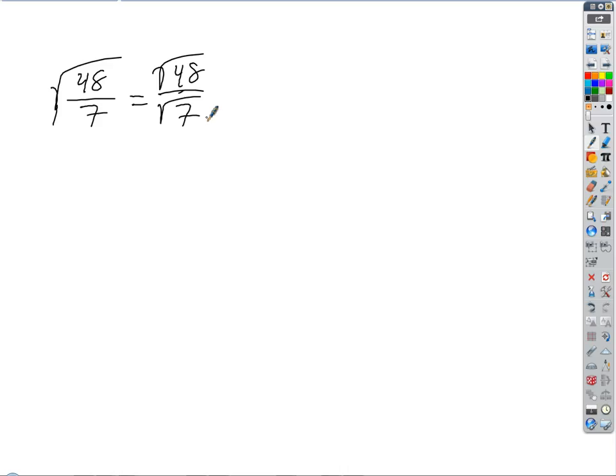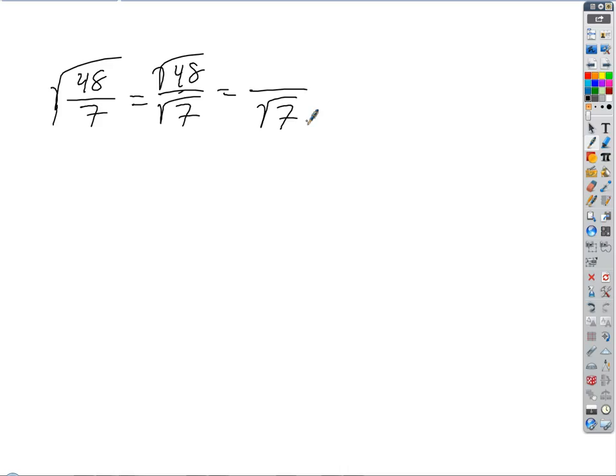Does the bottom simplify? Is there a perfect square factor of 7? No. 7's prime. 7's only divisible by 7 and 1. So the bottom we're stuck with, but what about the top? Is there a perfect square factor of 48? Is 48 a perfect square? It's not. So what's the biggest number I would have to even consider then?